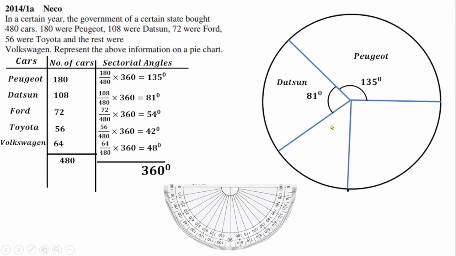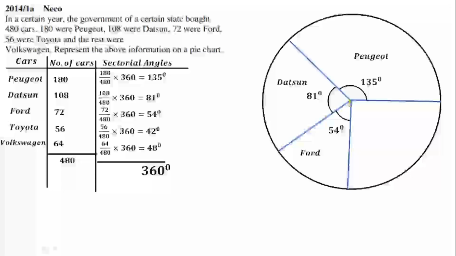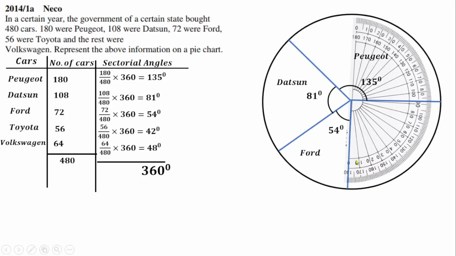and from there the angle here will be angle for 54 degrees, and that will be for Ford. The next one is 42, which is Toyota. Then take your protractor as well, put your protractor here inside the circle, and then make sure that it is placed like this. Then you can see the way it is placed, that the horizontal line is on the radius and the center of the circle is also minded.